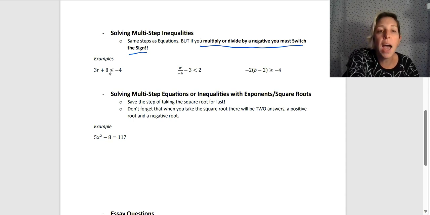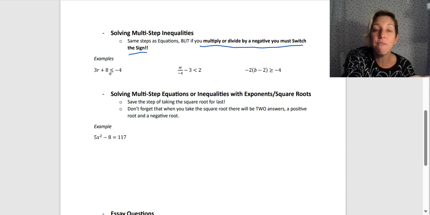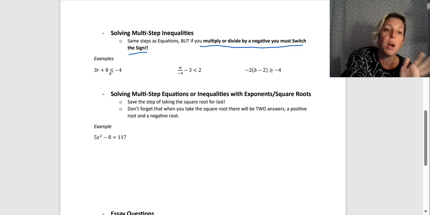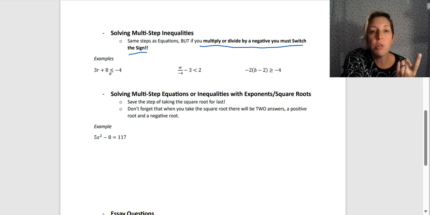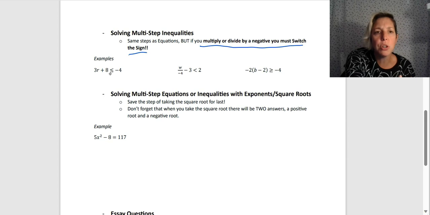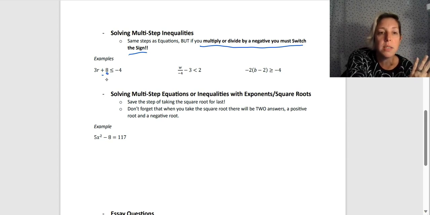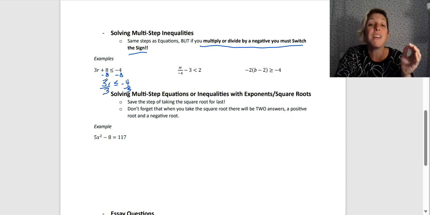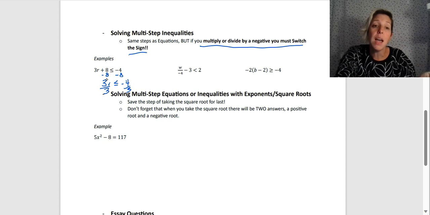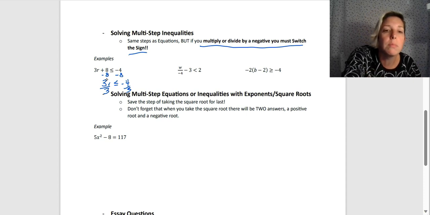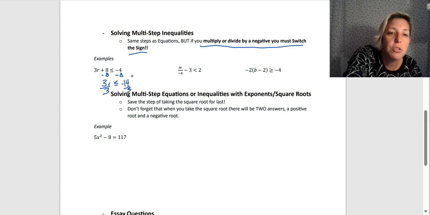If you look at the problem here, I do have a -4, so that's something I want to look out for. Following the same steps, no distributive property, no like terms, the variables aren't on different sides, so I'm going to start with moving the constant. So I'm subtracting 8 from each side, and I get 3r is less than or equal to -12. Divide both sides by 3. Please notice that I'm dividing by 3.